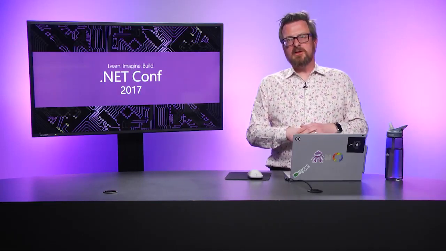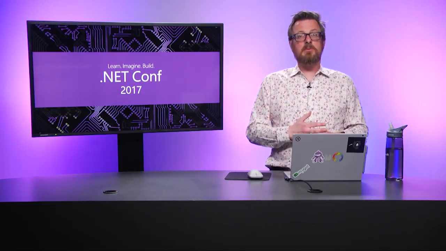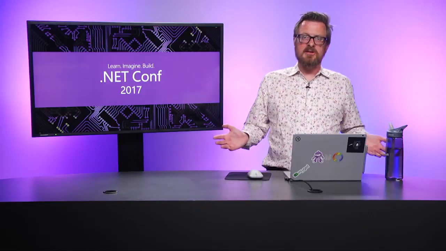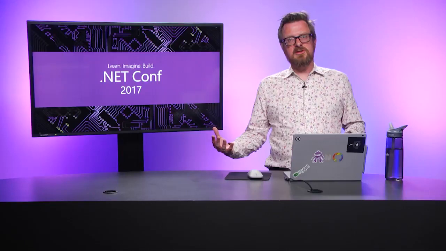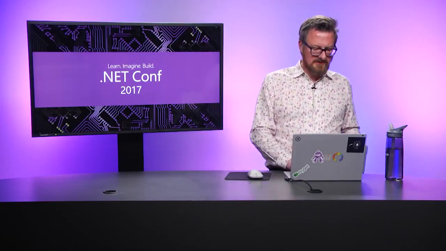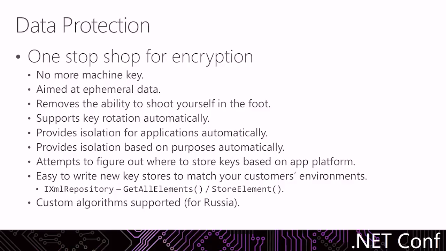We do make an attempt to figure out where to store keys based on your app platform. We know what to do if you're on Azure websites, for example. We don't know what to do if you're on Linux. So you're going to have to configure it because Linux really doesn't have a good key isolation story, so you need to do some work there yourself. And if you want to write your own, if you want to store it to SQL, if you want to store it to MongoDB, whatever, you can write your own. It's incredibly simple. You are basically storing a piece of XML that we give you, and then you have one other function, which is tell me all the keys that are in your database or in your store.